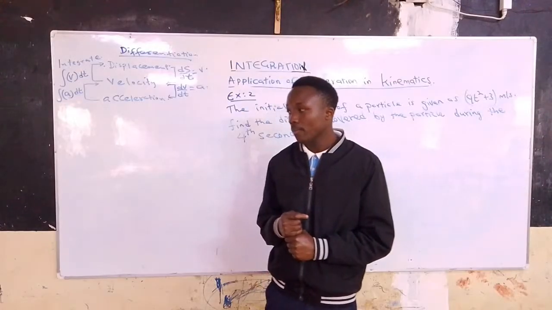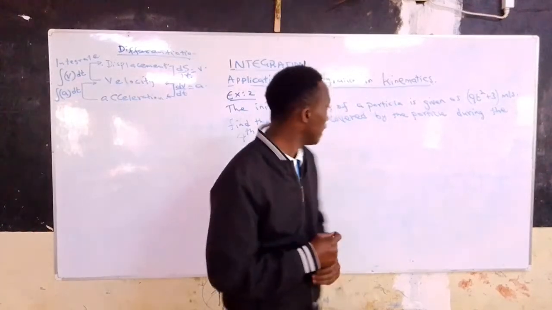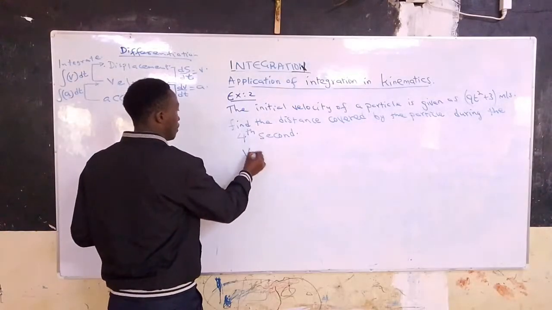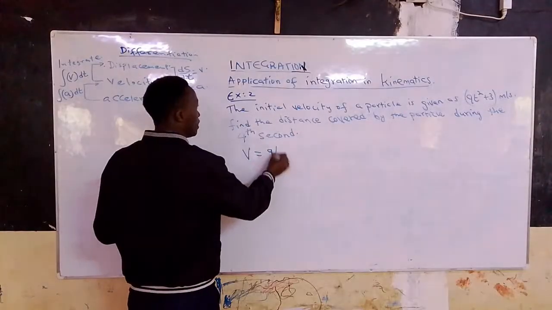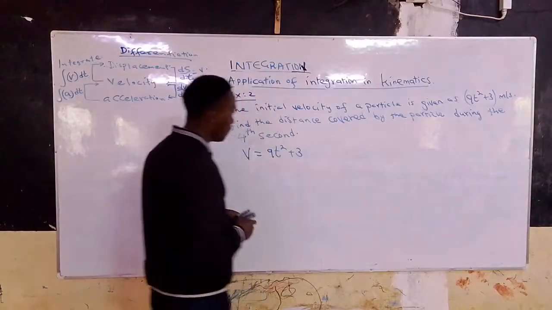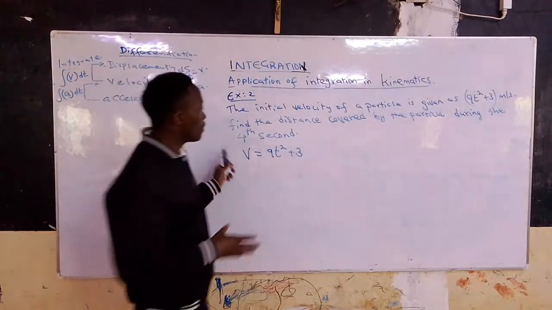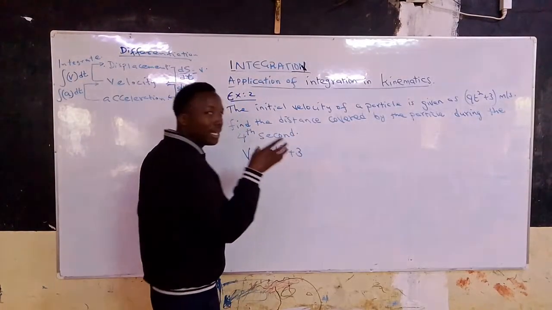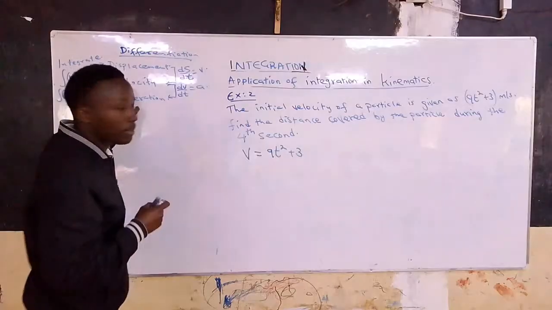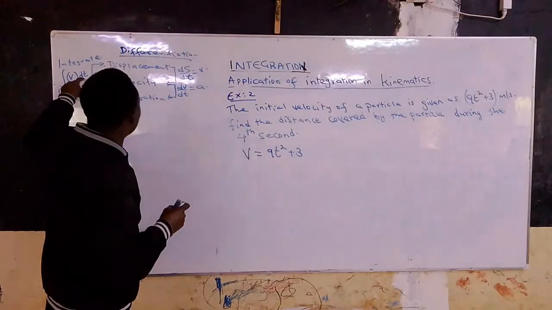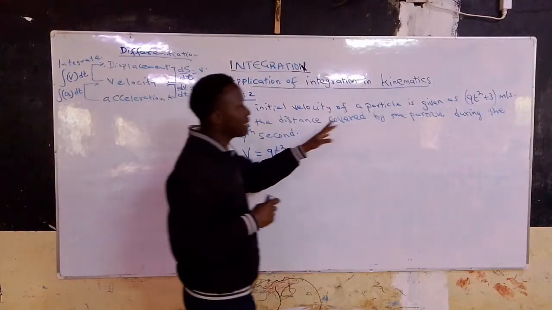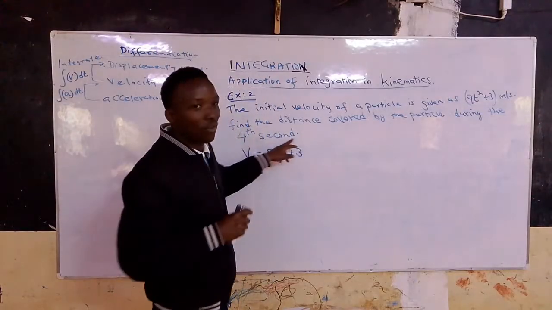We are going to take the equation for velocity. Velocity is equal to 9t squared plus 3. That is the equation for velocity. So having the equation for velocity, we are going to determine the equation for displacement. And for us to determine the equation for displacement, we need to integrate velocity with respect to time. But we have been told to determine the distance covered during the 4th second.